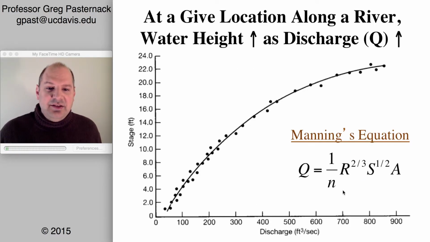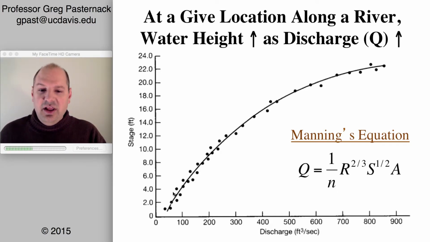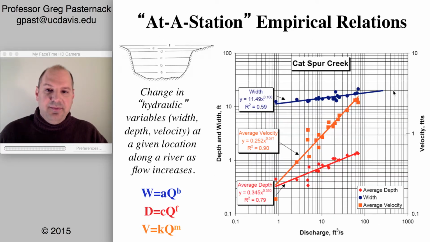So how do we get to the relationship between stage and discharge? Well, you may remember we had Manning's equation, and it tells us that the discharge in the river is related to the hydraulic radius, which is typically related to water depth. And so we can collect data and fit Manning's equation to that and have that relationship.